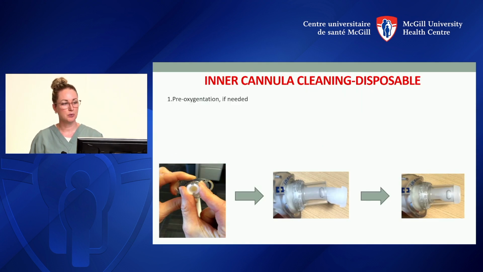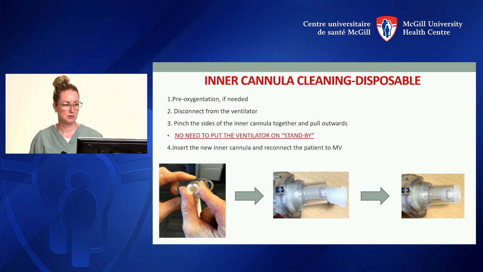If you're using a disposable, it's fairly easy. You can pre-oxygenate the patient if they need, if they're known to desat when you disconnect them from the vent. So you can disconnect them from the ventilator, pinch the sides of the inner cannula, throw it out, put the new one right back in, and connect your patient back to the vent. Again, there's no need to put the ventilator on standby because it could increase the risk of forgetting to turn it back on.